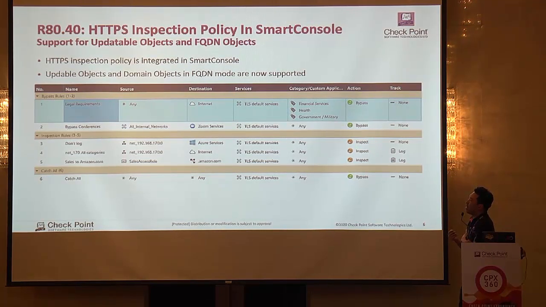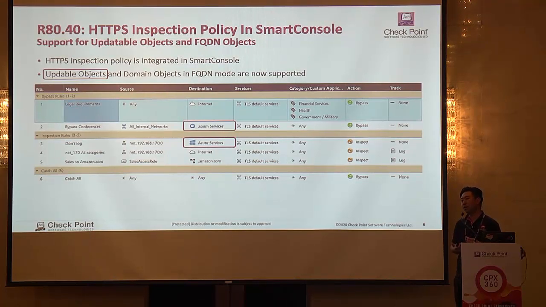In the past, we could not use dynamic objects, right? What you can see here, first of all, is that we support updatable objects. Now, like on the screen, you see there is a Zoom service and an Azure service. You know that for those cloud servers, we don't know the IP addresses. They always change, so we cannot put a static IP address in the policy to do the enforcement. But now with the updatable object, for example, in this case, you add the Azure service.